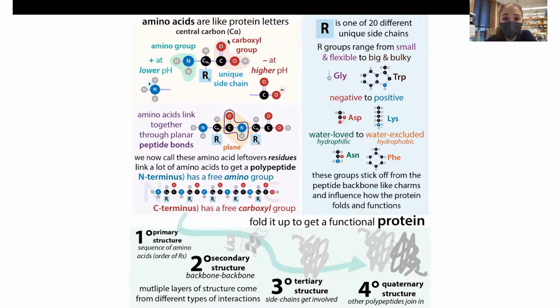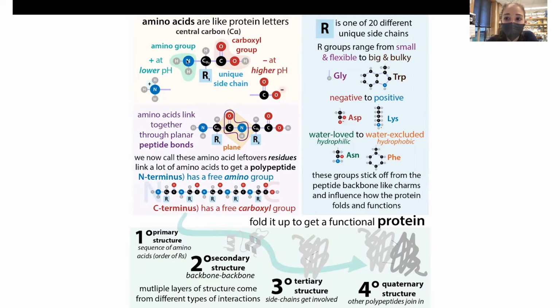It can be a carboxylic acid, and then at higher pHs, it deprotonates into a carboxylate. So you might see it in either of these different forms, with different protonation states. But you have this amino group and this carboxyl group, and all amino acids have this, and it allows them to link up. When they link up, they use those groups, so that you're only left with one amino group at one end and a carboxyl group at the other. We call the one with the amino group the N terminus, and the one with the carboxyl group the C terminus. And so you can link a ton of amino acids in a row to get a polypeptide.